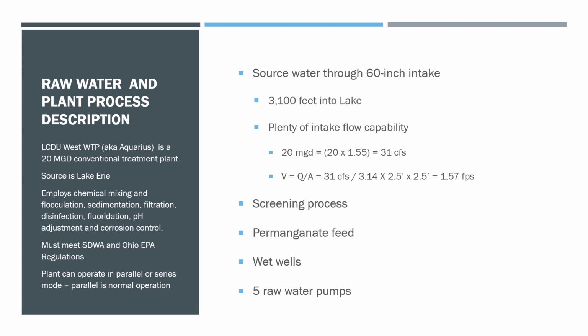At the max flow rate of 20 MGD, if you convert that to cubic feet per second, it would be 31. And if I do a velocity calculation, I take that flow rate divided by the square foot area, I come up with about 1.57 feet per second.